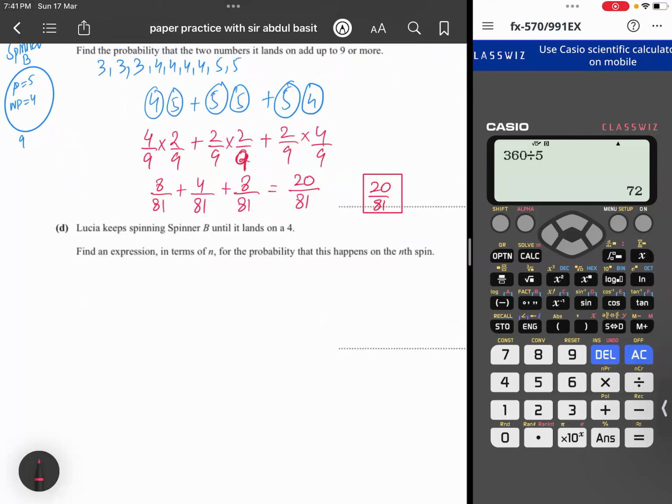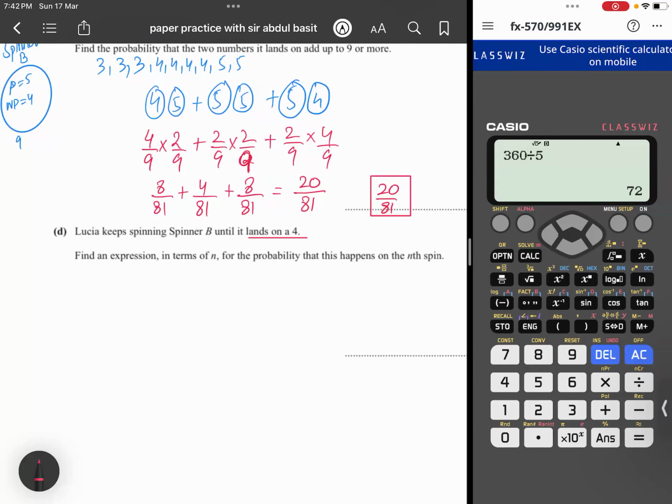Okay, Lucia keeps spinning spinner B until it lands on 4. Find an expression in terms of n for the probability that it happens on the n-th spin. She keeps on spinning until she gets 4. For example, I'm spinning and I got 3. Yes or no? I'm spinning and I got 5. Yes or no? I'm spinning and now I got 4. Is this clear? Yes, sir.